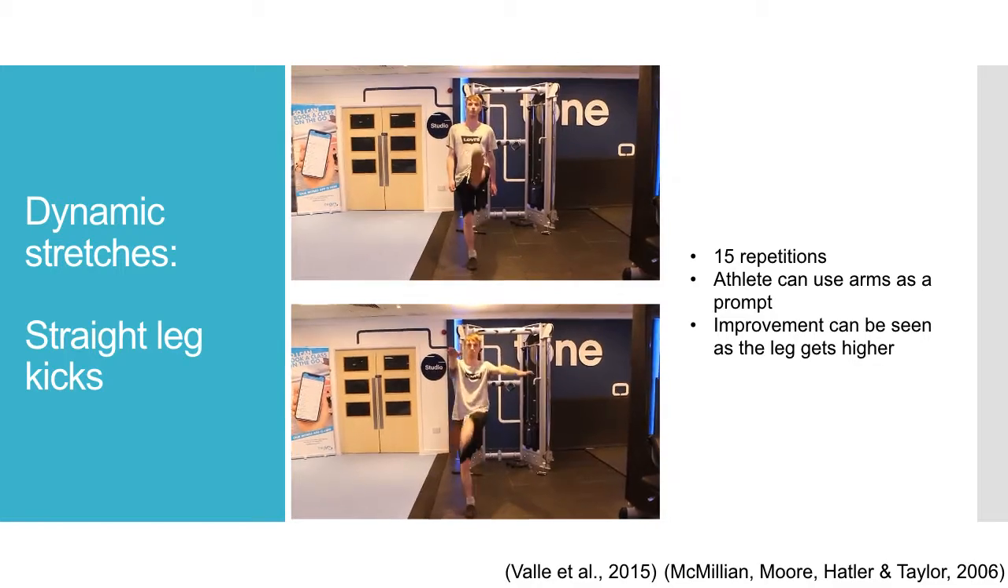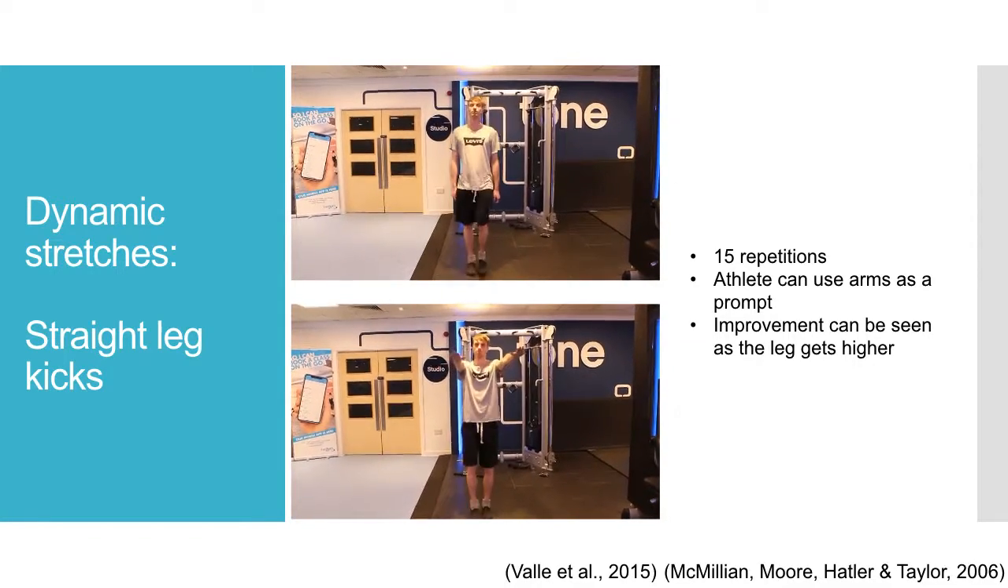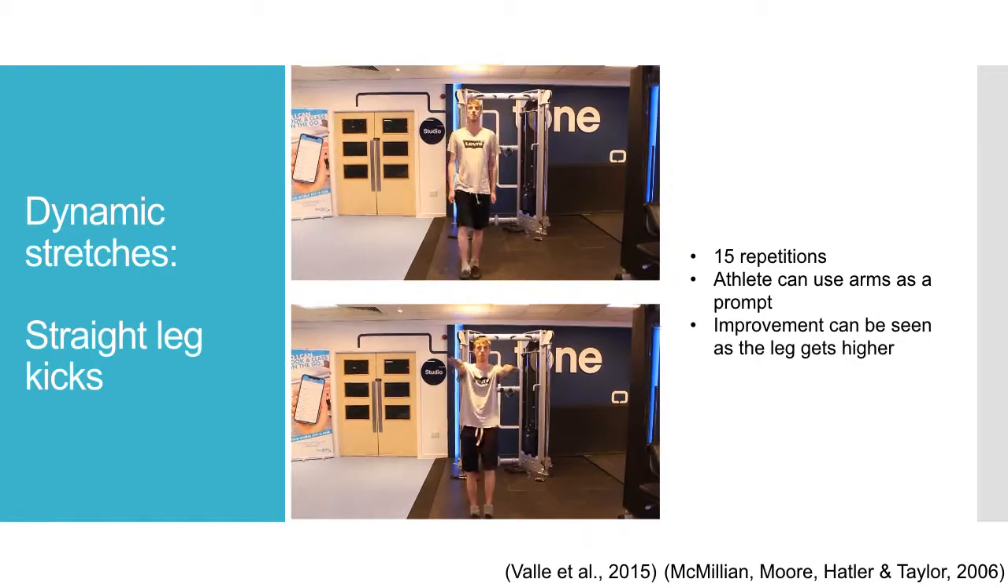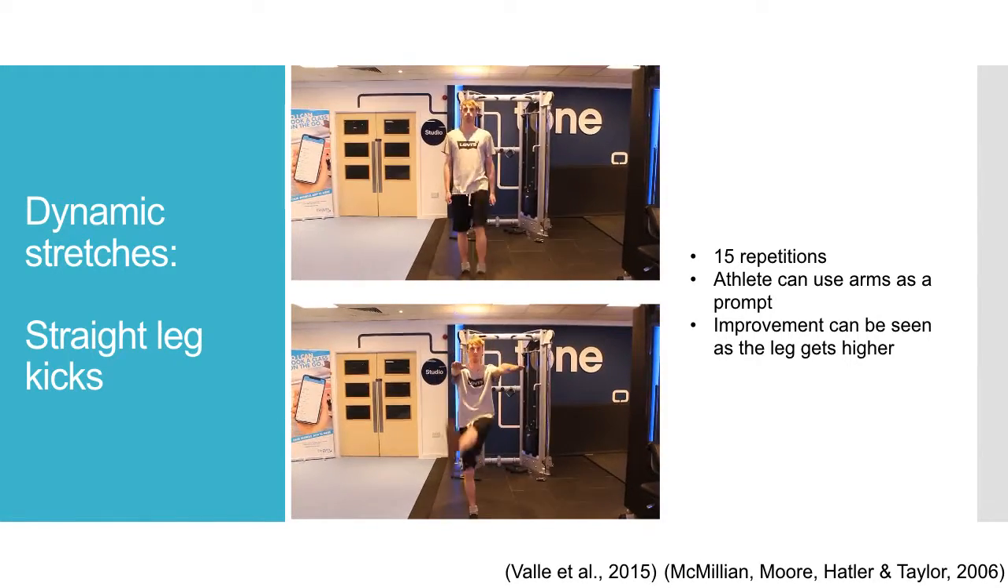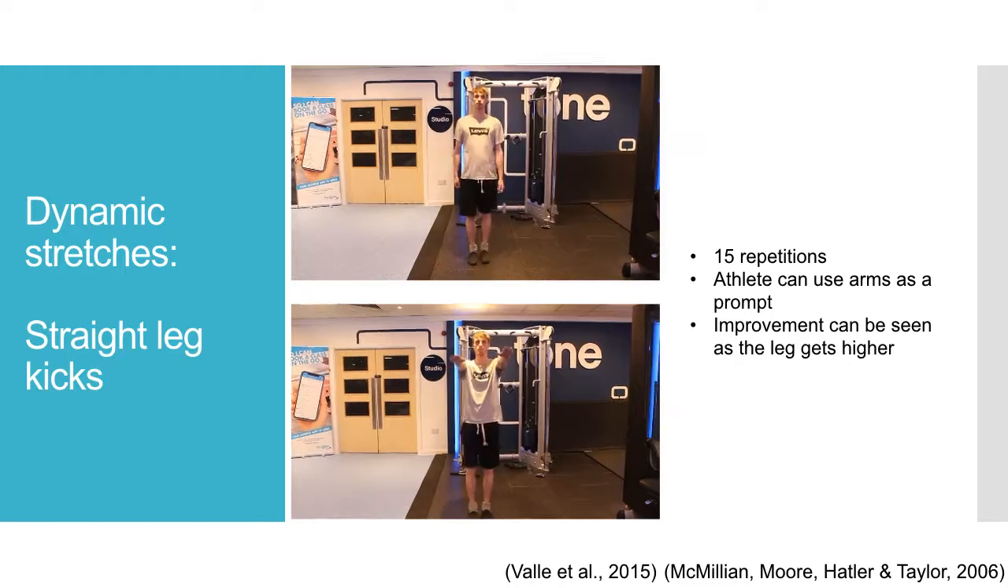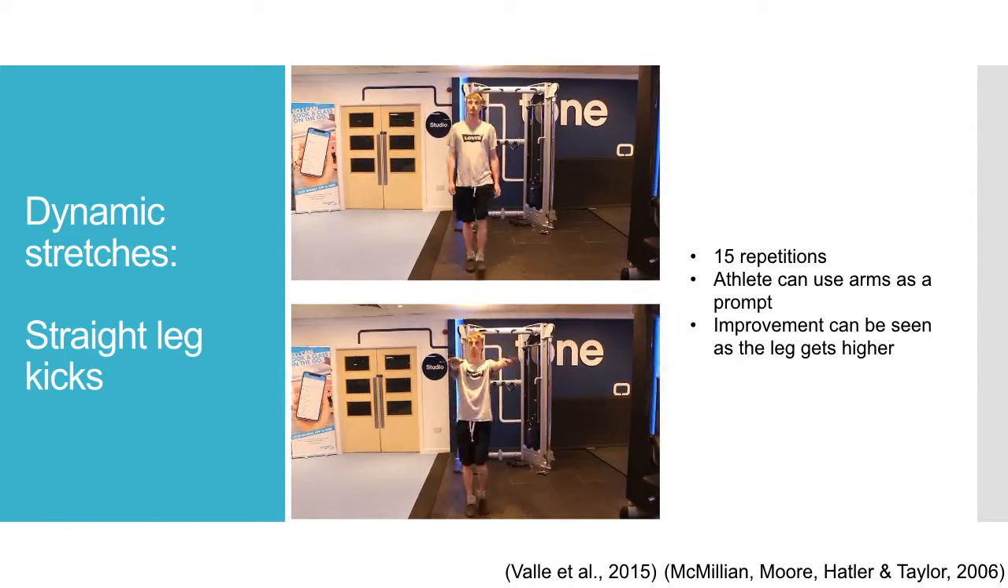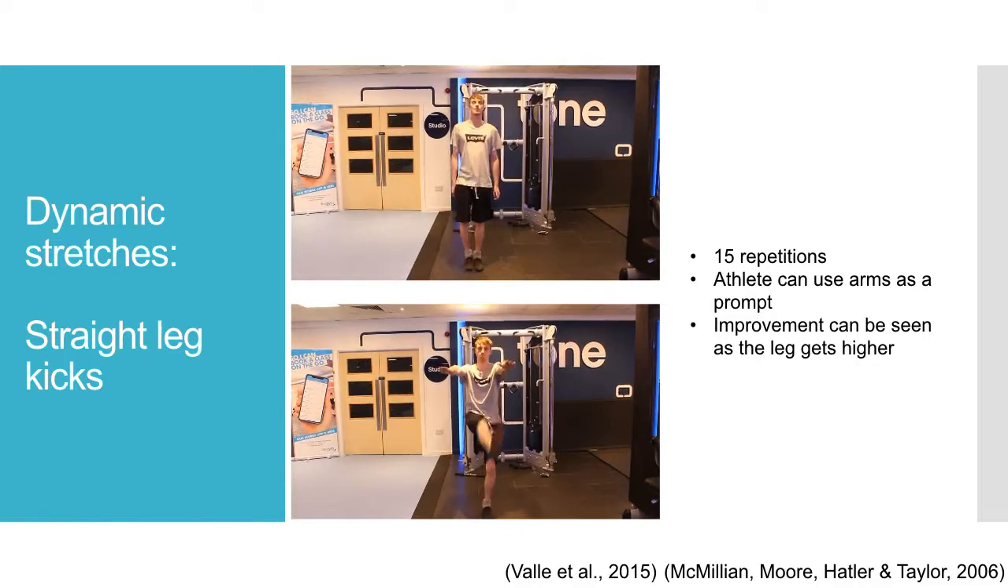The athlete can use their arms as a prompt and to stabilise themselves when swinging their legs. Improvement can be seen as the leg gets higher in their kicks. Also, they can kick their feet to their hands, and improvement can be seen as the leg gets higher towards the hands.